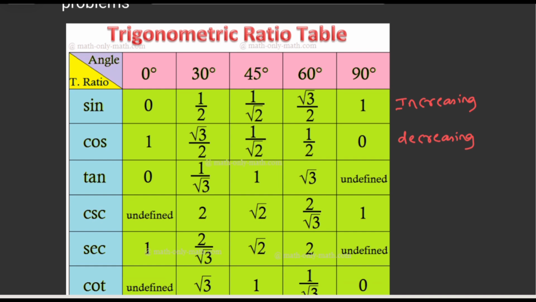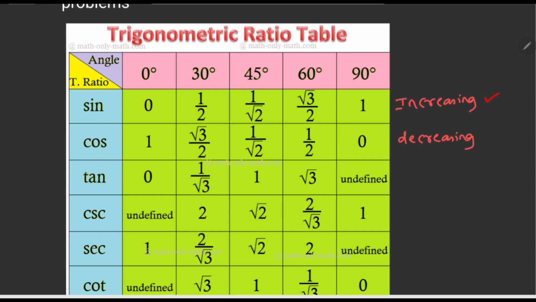For sin 0, value is 0. For sin 30, 1 by 2. Sin 45, 1 by root 2. Sin 60, root 3 by 2. Now here sin 90 value is 1. If we observe keenly, sin values keep on increasing, from 0, to 0.5, more than 0.5, and up to 1. Sin values keep on increasing.